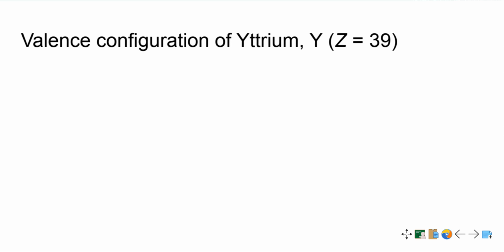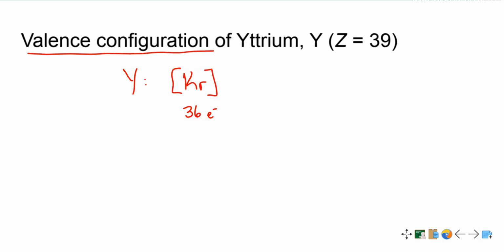So what we do is we know the noble gas before yttrium. Since we're looking for the valence configuration, we're going to look for the noble gas before yttrium. The noble gas before yttrium is krypton, which accounts for 36 electrons, which means I have 3 more left.